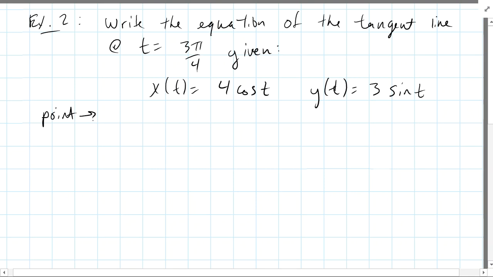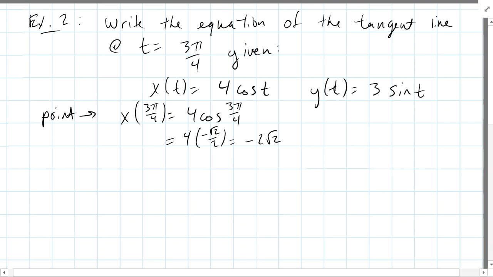The point is going to be x of 3 pi over 4 is equal to 4 cosine of 3 pi over 4. And what quadrant is that in? Second. And if it's in the second one and it's a pi over 4, what's the cosine, which is the x coordinate? Negative square root of 2 over 2. So is this going to equal 4 times negative square root of 2 over 2, which means it's negative 2 square root of 2? Yes?